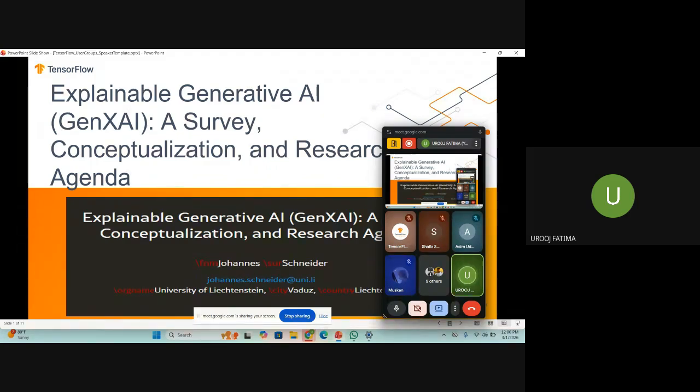It introduces a concept like explainable generative AI, or GenXAI. Basically, it asks how can we make generative AI systems explain themselves, right? So we don't just trust them blindly. So today I'm going to walk you through that in simple terms.